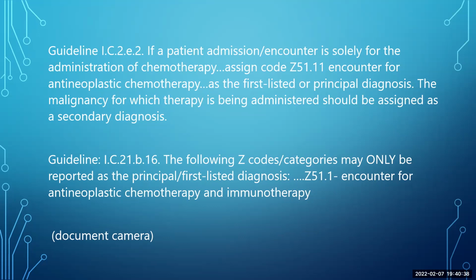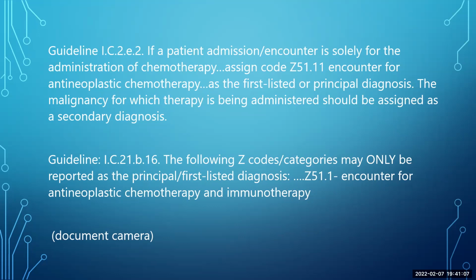Now, understanding this will require us to understand what anti-neoplastic means. So neoplasm means new growth. And anti-neoplastic is going to be against a new growth. So anything that is trying to take away a new growth. And then chemotherapy is, as we stated, the treatment for cancer. So at least in this circumstance, as the first listed or principal diagnosis.